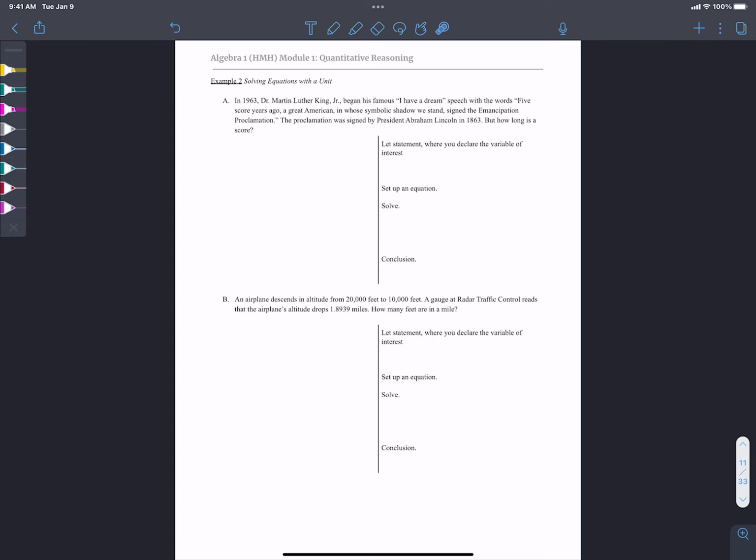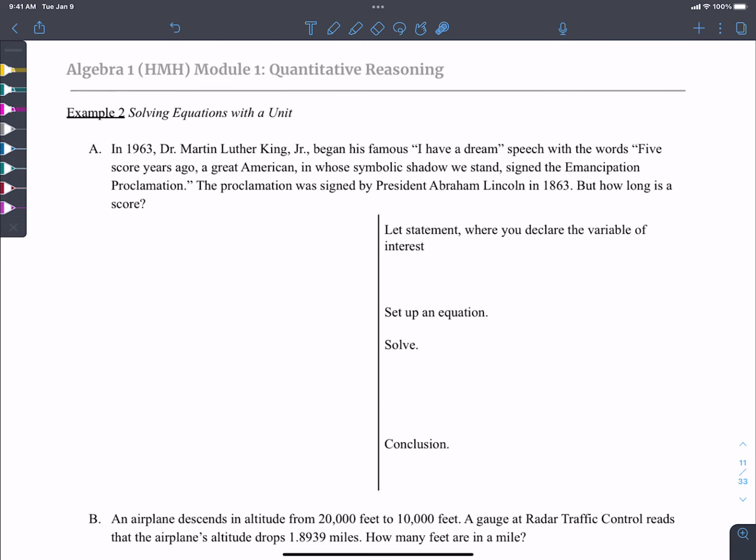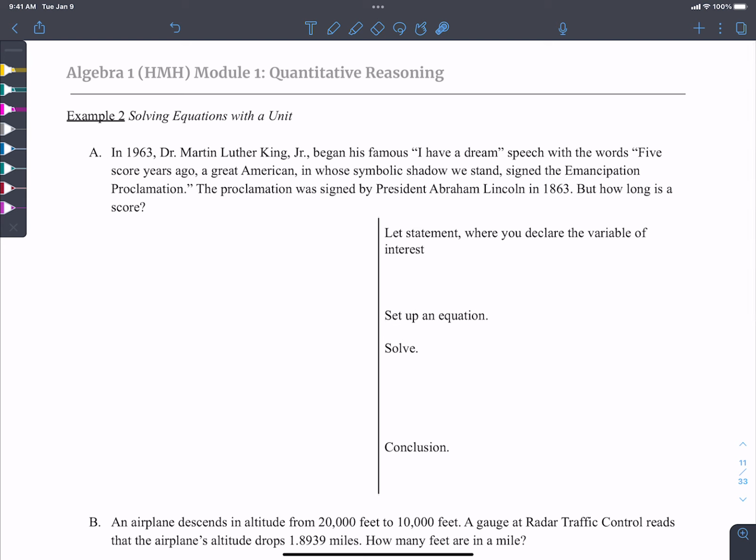Okay. Now, let's examine this question a little bit closer. So in 1963, Martin Luther King began his famous speech, I Have a Dream, with the words, "Five score years ago, a great American, in whose symbolic shadow we stand, signed the Emancipation Proclamation." And that Proclamation was signed by President Abraham Lincoln back in 1863. So how long is a score? When you read that, it's like, what is a score?